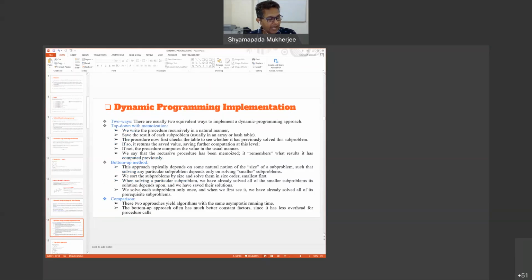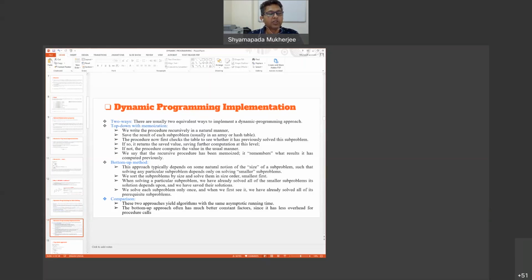Now, the dynamic programming approach, storing the solutions of pre-computed subproblems for further use, can be done in two different ways. One is called top-down with memoization, and the other is bottom-up, storing in a table.